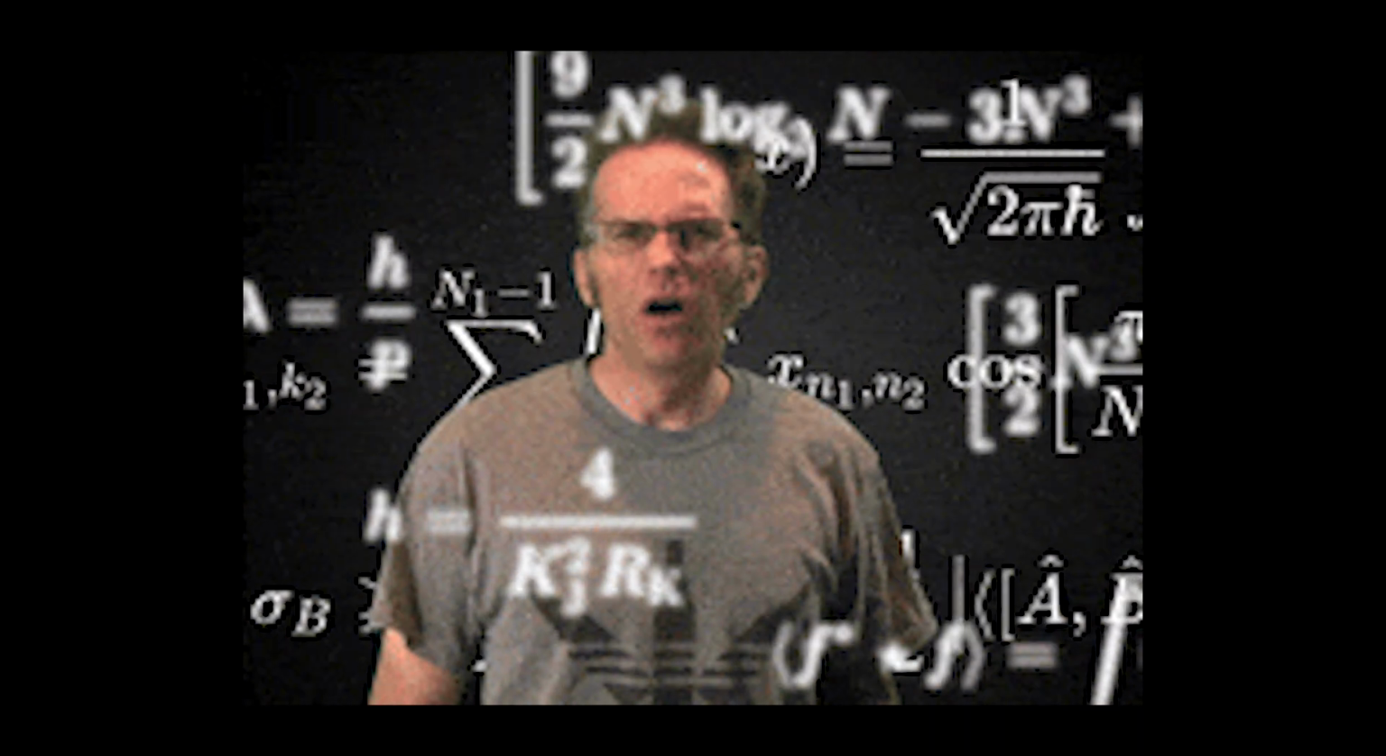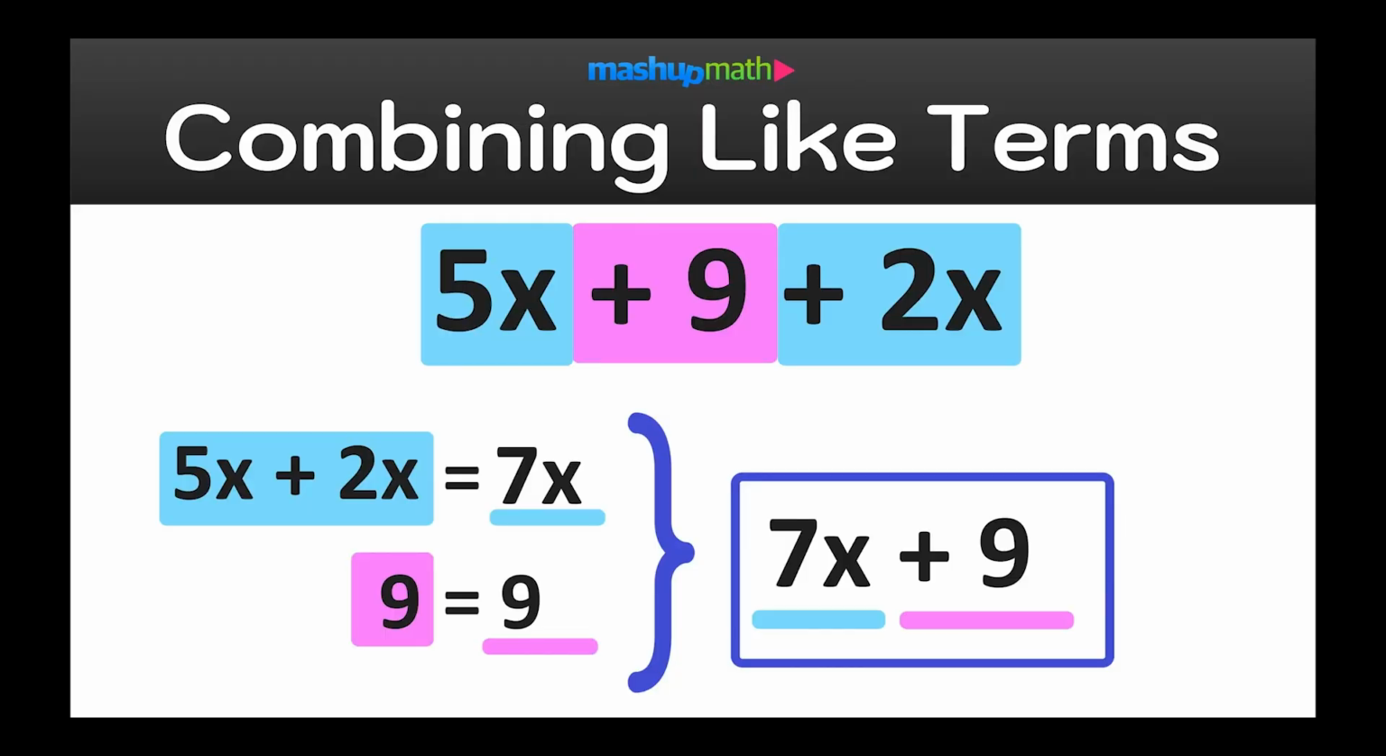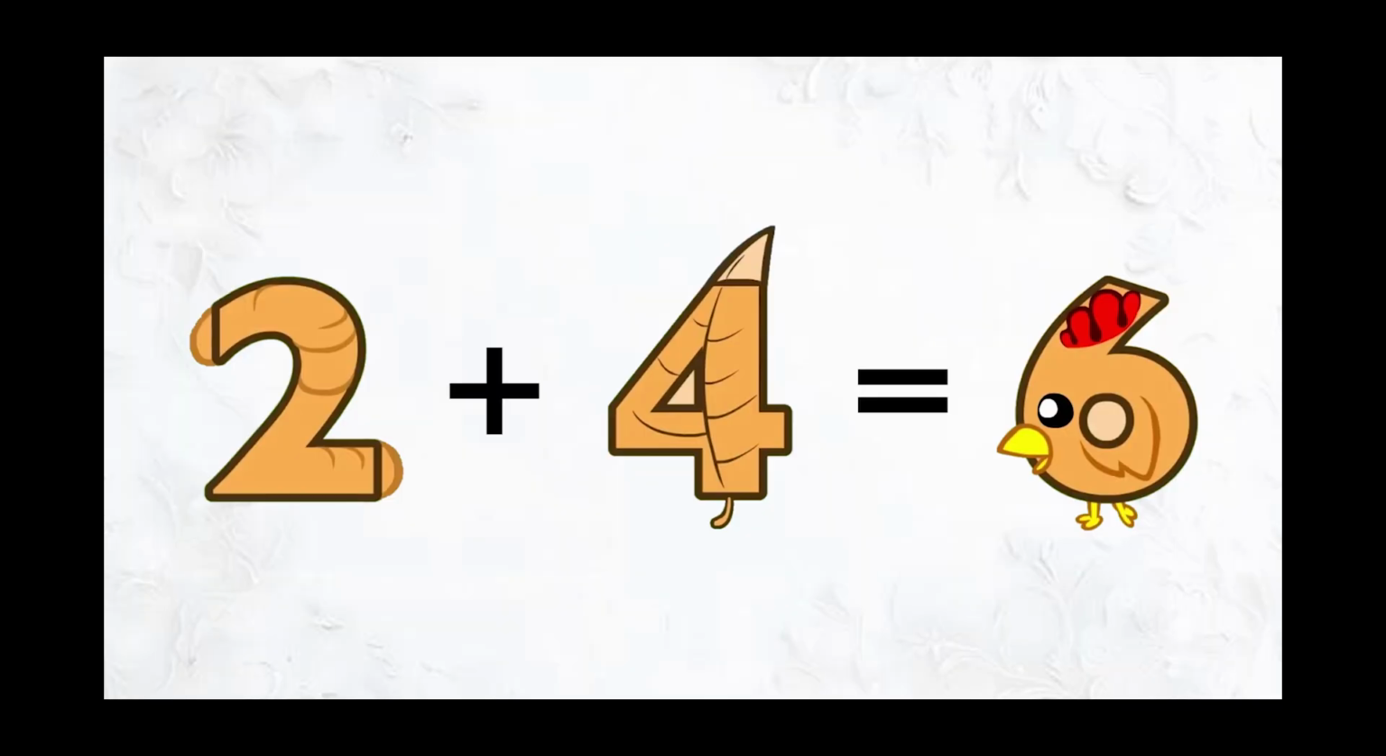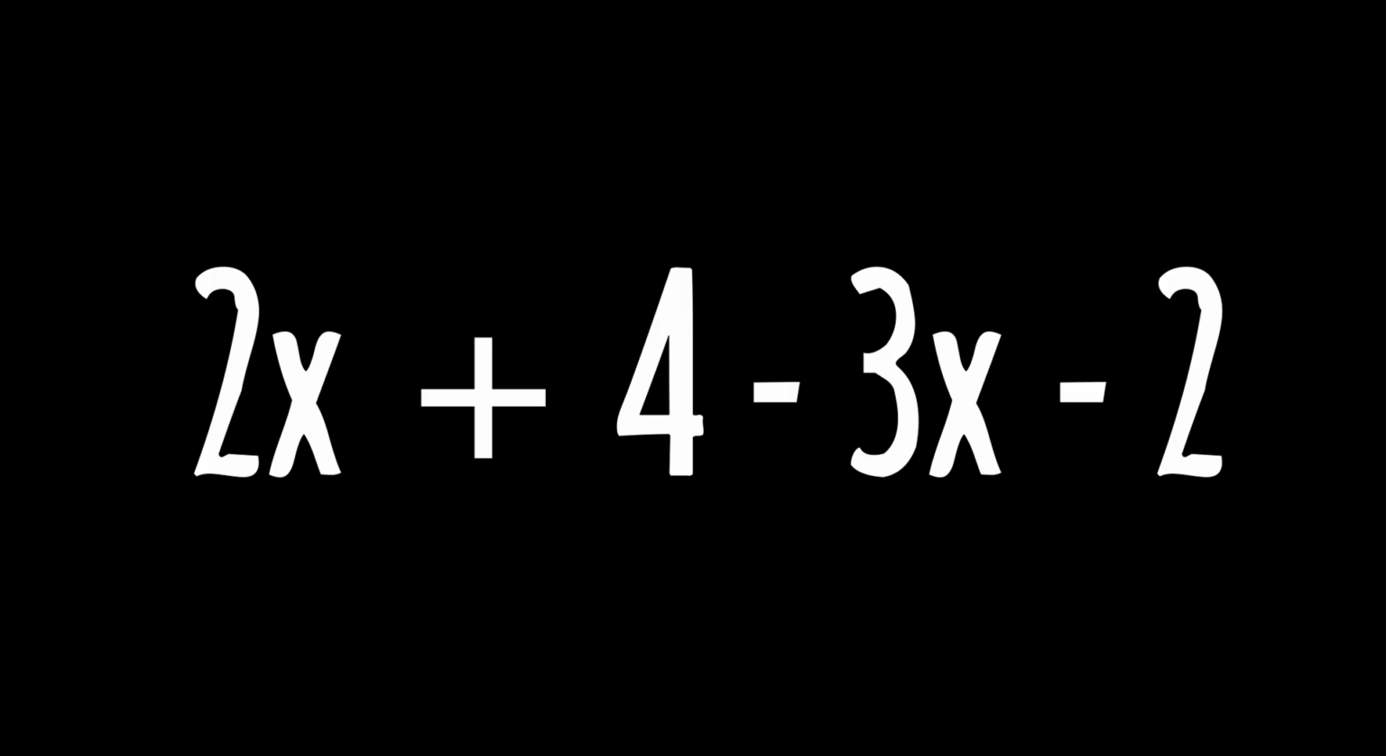Before we jump into solving equations, we need to know how to combine like terms. Like how we combine numbers like 2 plus 4, we can do that if they have the same number of x's attached to them. For example, in this expression 2x plus 4 minus 3x minus 2, we can combine the like terms and get negative x plus 2.